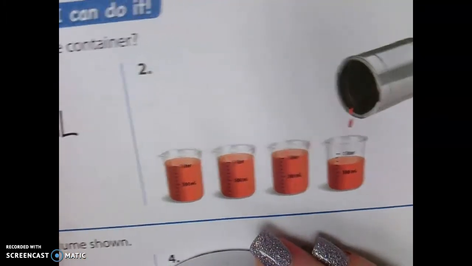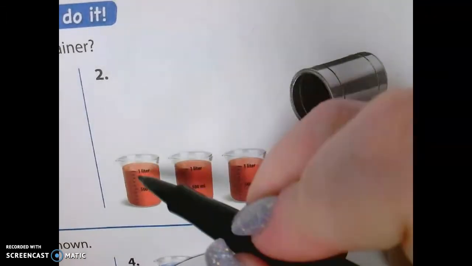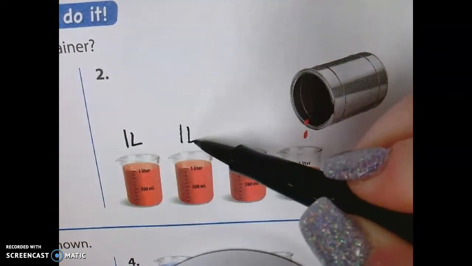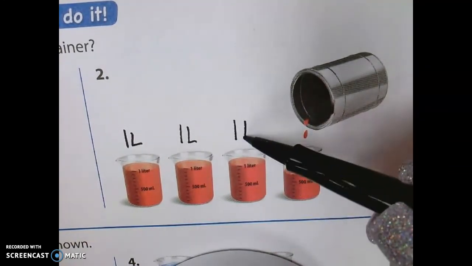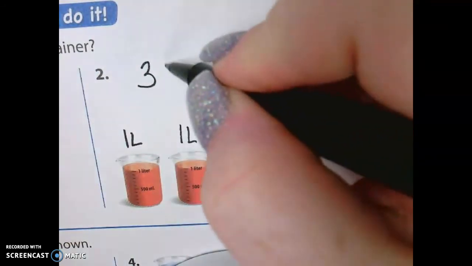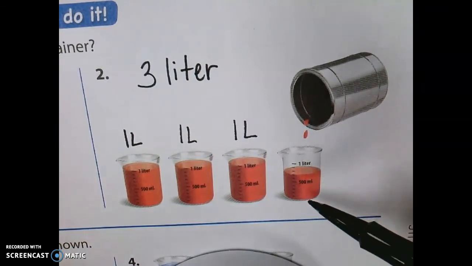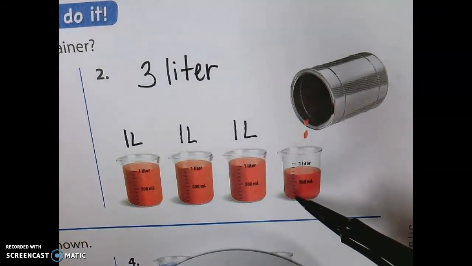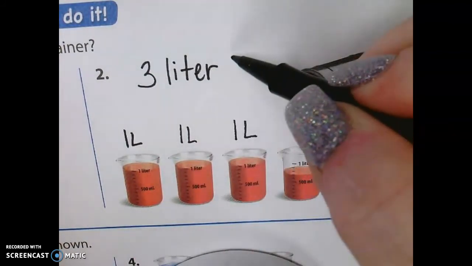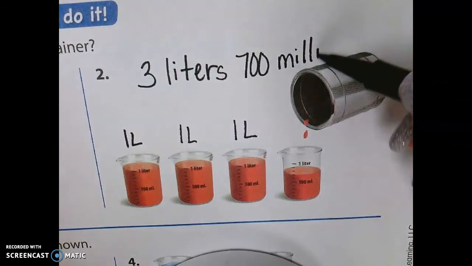Now let's go to our next one. How much juice is in these? So this is completely full, so we know that's 1 liter. Then we have another full one, 1 liter. Another full one, 1 liter. So how many liters do we have completely full? 3. So we have 3 liters full. And then let's see how many milliliters it takes to fill this one up. We have 1, 2, 3, 4, 5, 6, 7. 3 liters and 700 milliliters.